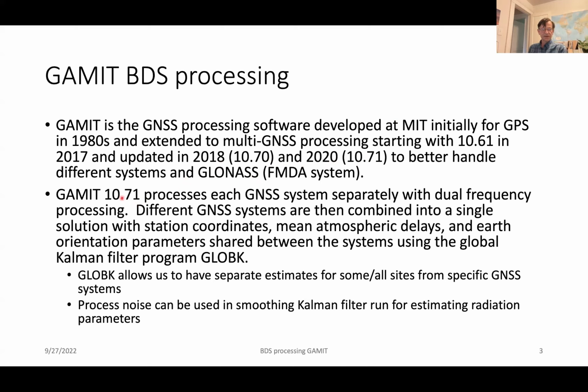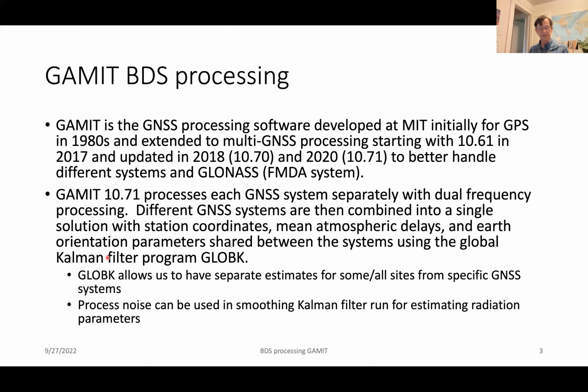Now, in GAMIT 10.71, we still process each GNSS system separately, and we do dual-frequency processing. Then the different GNSS systems are combined into a single solution in which station coordinates, mean atmospheric delays at common stations, and Earth orientation parameters are shared between the systems. We do that with the program called GLOBK.